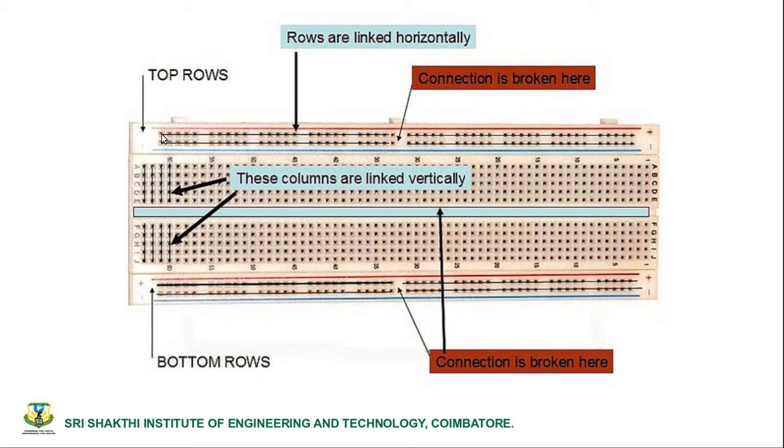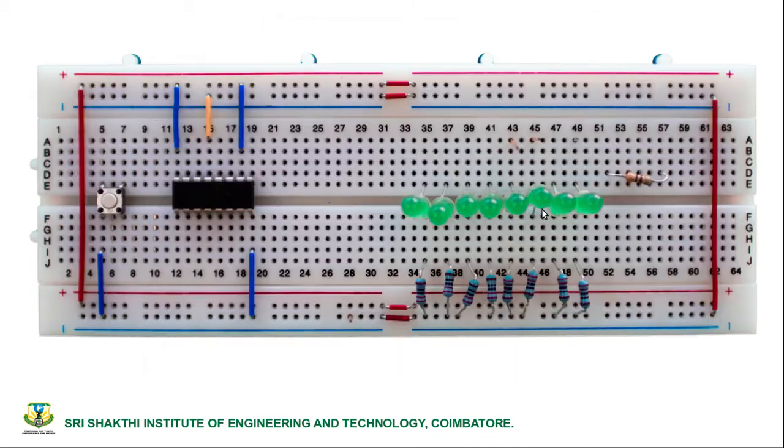If you want to give 5 volt here and take the same 5 volt there, you have to give a jumper between these 5 connections and those 5 connections. And these are all vertically linked, as separate connections. Here also it is the same, like the top rows and the bottom rows. This one we can use as positive, and this one as negative. So this is a small introduction about breadboards.